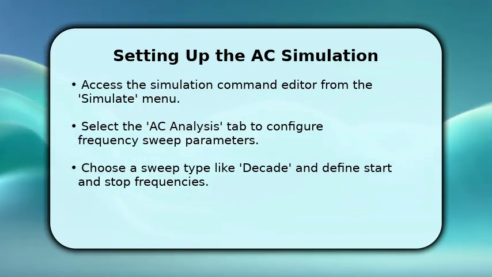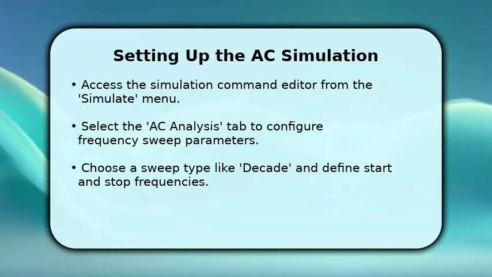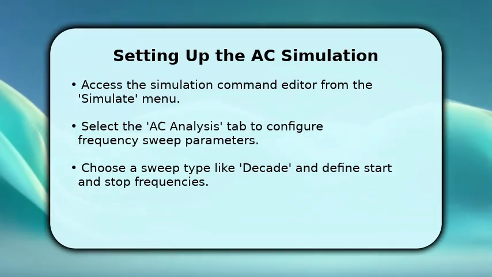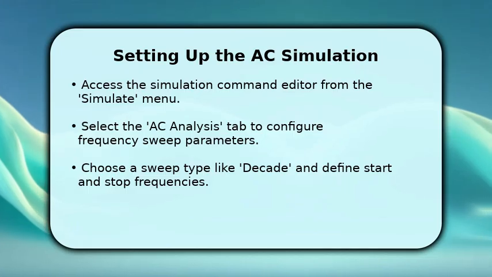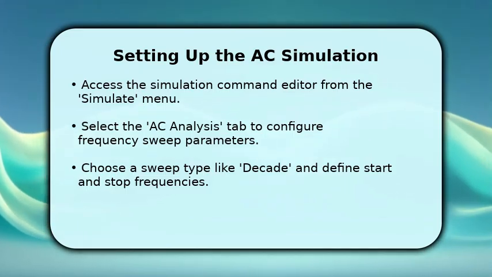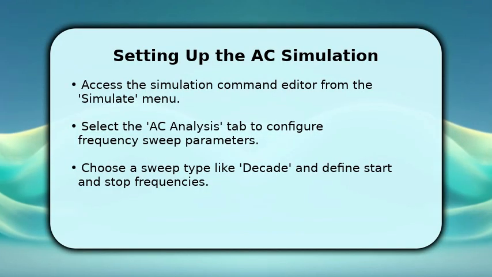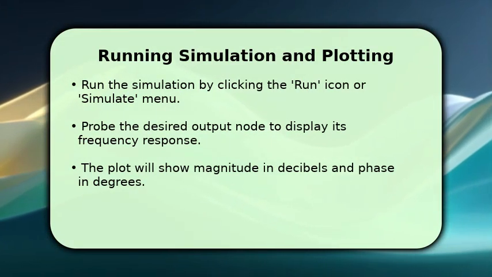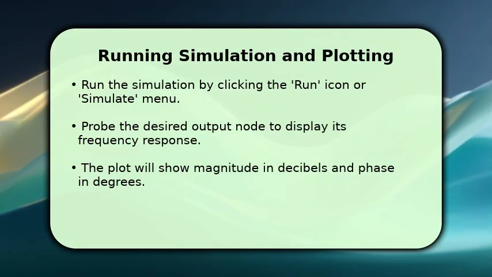Here, you'll choose your sweep type, such as decade, and specify the number of points per decade, for example, 100. Finally, define your start and stop frequencies, like 1 Hz to 1 MHz, to cover your desired range. Once your AC analysis command is set, it's time to run the simulation.